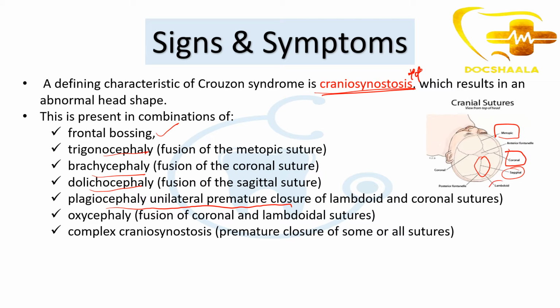So the lambdoid suture is this one. When there is unilateral premature closure of lambdoid and coronal sutures, we see plagiocephaly. Oxycephaly is fusion of coronal and lambdoid sutures, when it is bilateral. Then complex craniosynostosis is premature closure of some or all of the sutures. So these are the combinations with which it presents. Some infants have trigonocephaly, some brachycephaly, some dolichocephaly. It depends upon which suture is getting prematurely closed, so the patient exhibits symptoms based on that. Okay.